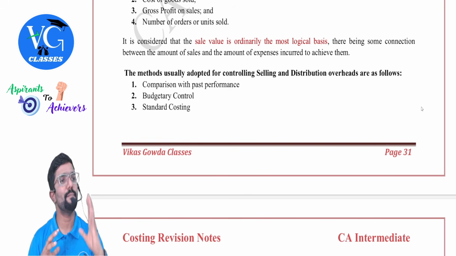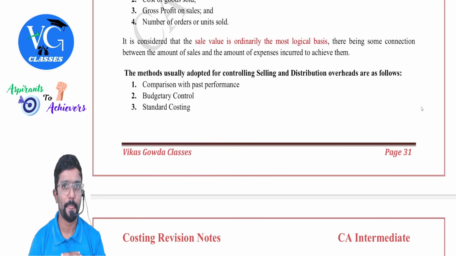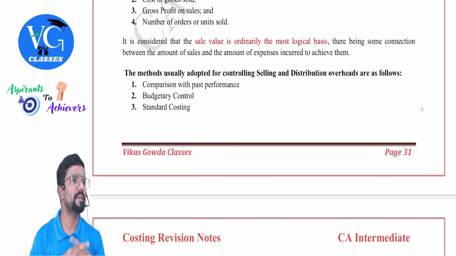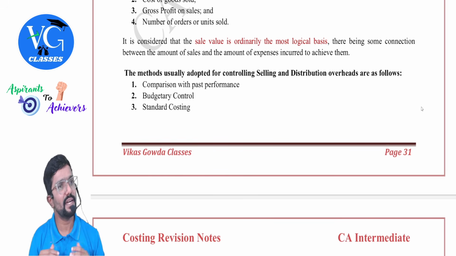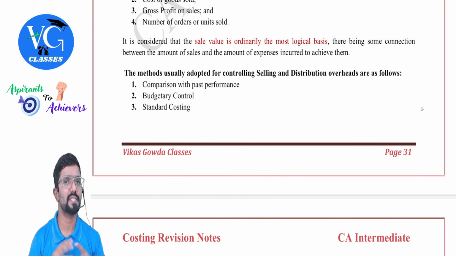That is, we will set a budget for selling and distribution. What is the maximum expenditure we have to incur? And at the end of the year, we will calculate what is the actual cost. Compare actual with the budgeted and see whether we have incurred more or less. If you have incurred less, very good. If you have incurred more, we will try to figure out the reason because there is some additional cost. When there is additional cost, the profit of the company will fall down.